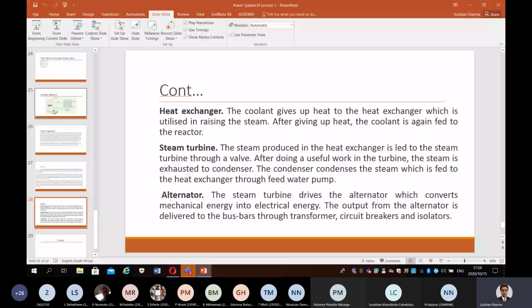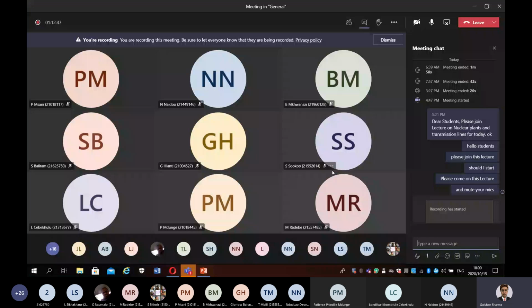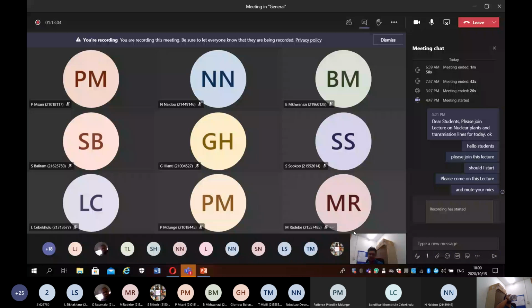If you have any question, you can ask me now, or if you don't have any question, then we can move to another unit. Please, guys, do you have any question regarding the first unit? We completed the first unit now. If you don't have any question, then we can start the new unit, the transmission line. Please, you're free to ask. If you don't have any, then no problem.